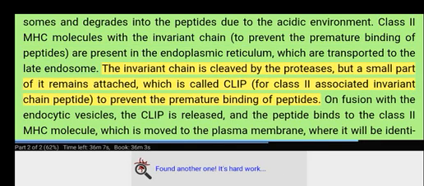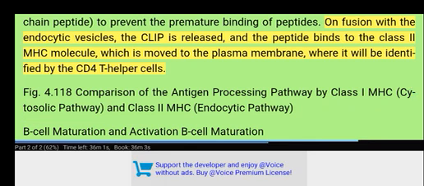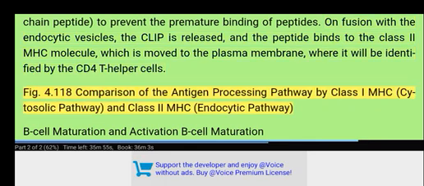The invariant chain is cleaved by the proteases, but a small part of it remains attached, which is called CLIP, for class 2 associated invariant chain peptide, to prevent the premature binding of peptides. On fusion with the endocytic vesicles, the CLIP is released and the peptide binds to the class 2 MHC molecule, which is moved to the plasma membrane, where it will be identified by the CD4 T helper cells. Figure 4.118: comparison of the antigen processing pathway by class 1 MHC, cytosolic pathway, and class 2 MHC, endocytic pathway.